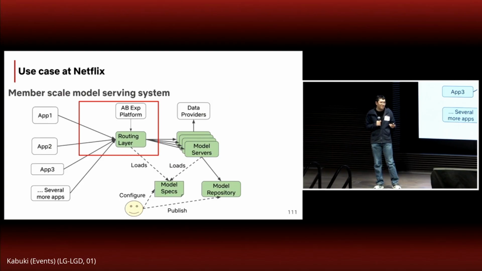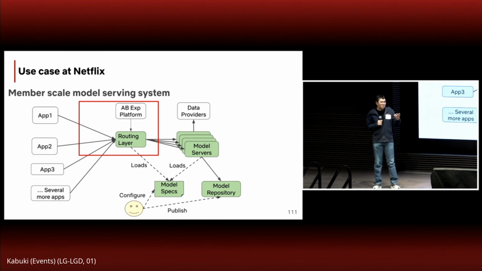And in front of that, there's a routing layer, which is the entry point to the entire serving system. All the business applications will interact with the routing layer when they need to use certain models. They can pretty much just ask for the model they need, and they will get the response from that model. And when the routing layer does the routing, it has knowledge about A/B testing as well, because it has built-in integration with our A/B experiment platform.